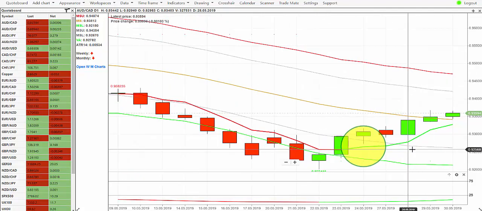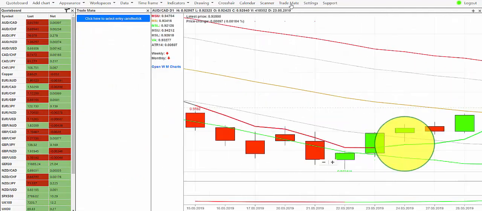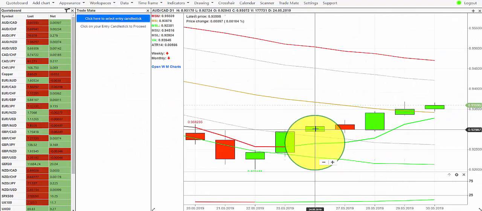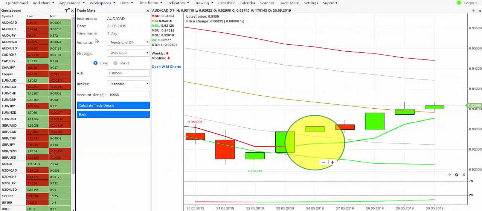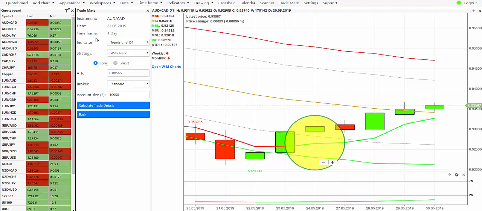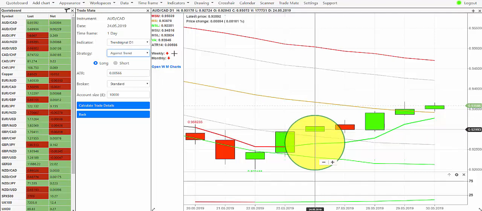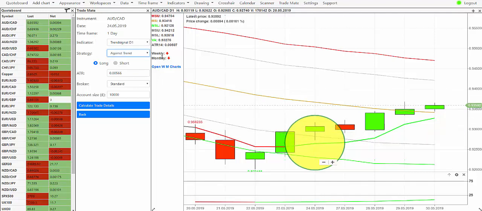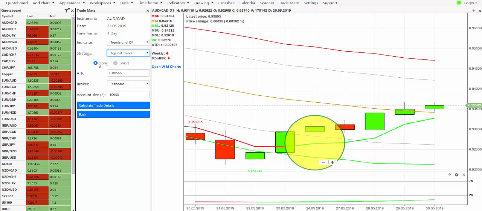So once you've identified the candle like this, you go to your trade mate function, click entry candlestick and select the candlestick that the indicator is placed on. There's a couple of little settings we might need to change here. The indicator is automatically selected. It's already on the page, and it's trend signal D1. That is the name of the end of day strategy there. The strategy is against the trend. As I mentioned, it's bullish, but the weekly and the monthly indicators are telling us that we're in a bearish market. We're going to go long.